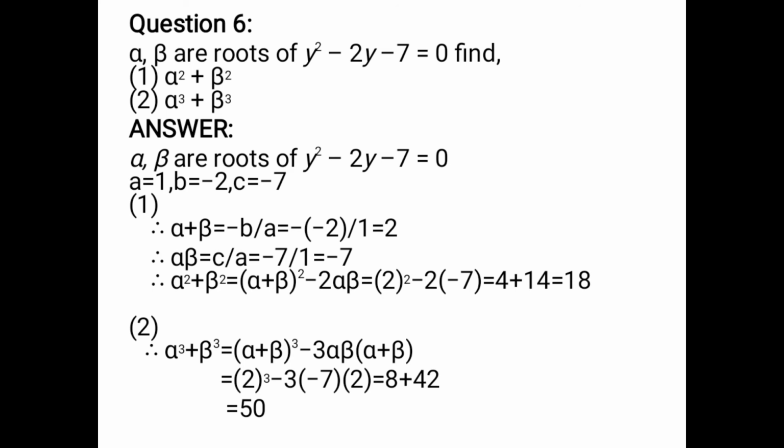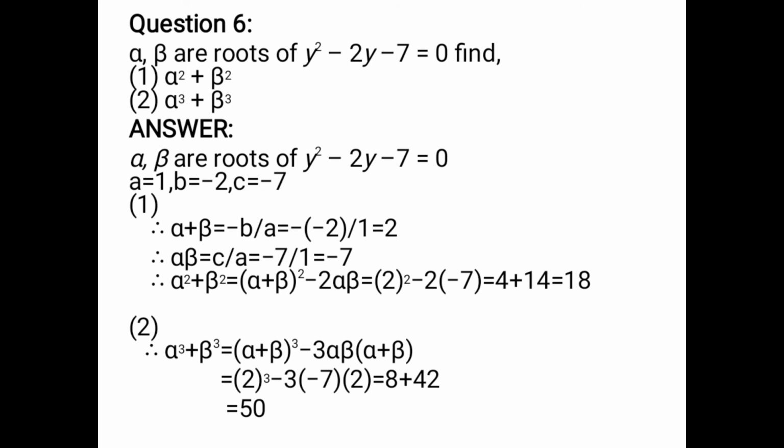Question number 6. Alpha, beta are roots of y square minus 2y minus 7 is equal to 0. Find alpha square plus beta square and alpha cube plus beta cube. Answer. Alpha, beta are roots of y square minus 2y minus 7 is equal to 0. a is equal to 1, b is equal to minus 2 and c is equal to minus 7. Therefore, alpha plus beta is equal to minus b by a is equal to minus 2 divided by 1 is equal to 2. Alpha into beta is equal to c by a is equal to minus 7 by 1 is equal to minus 7.